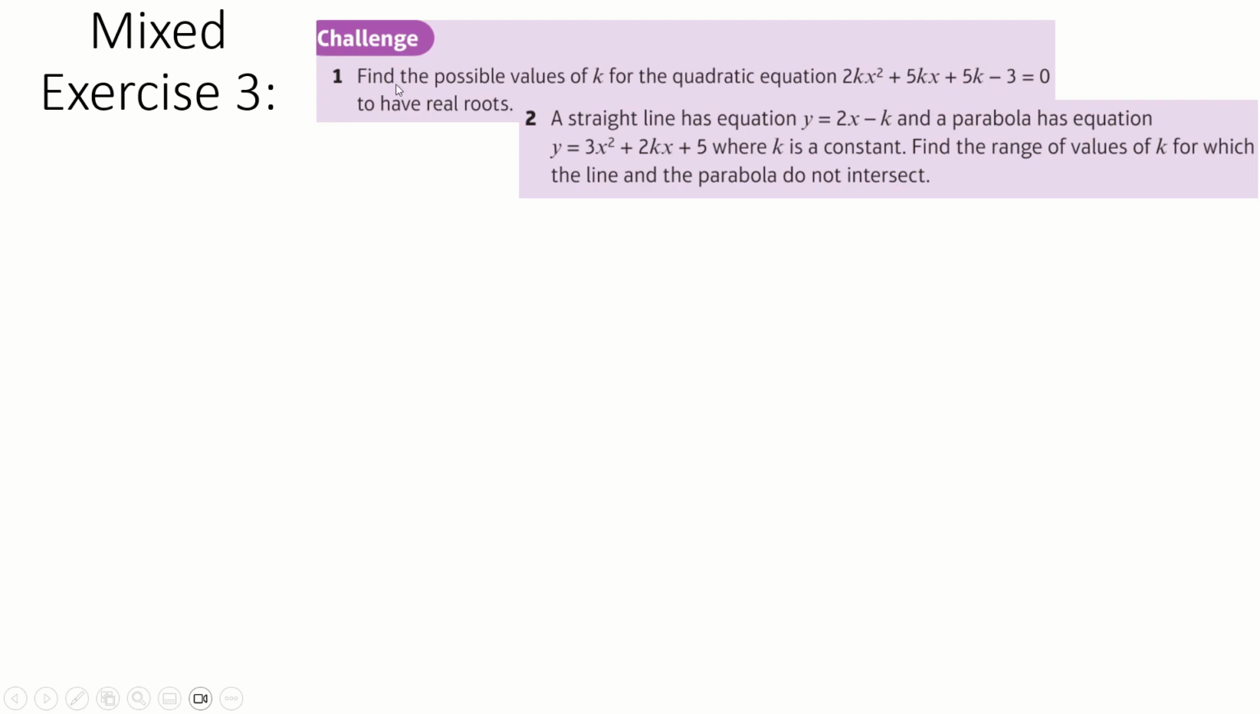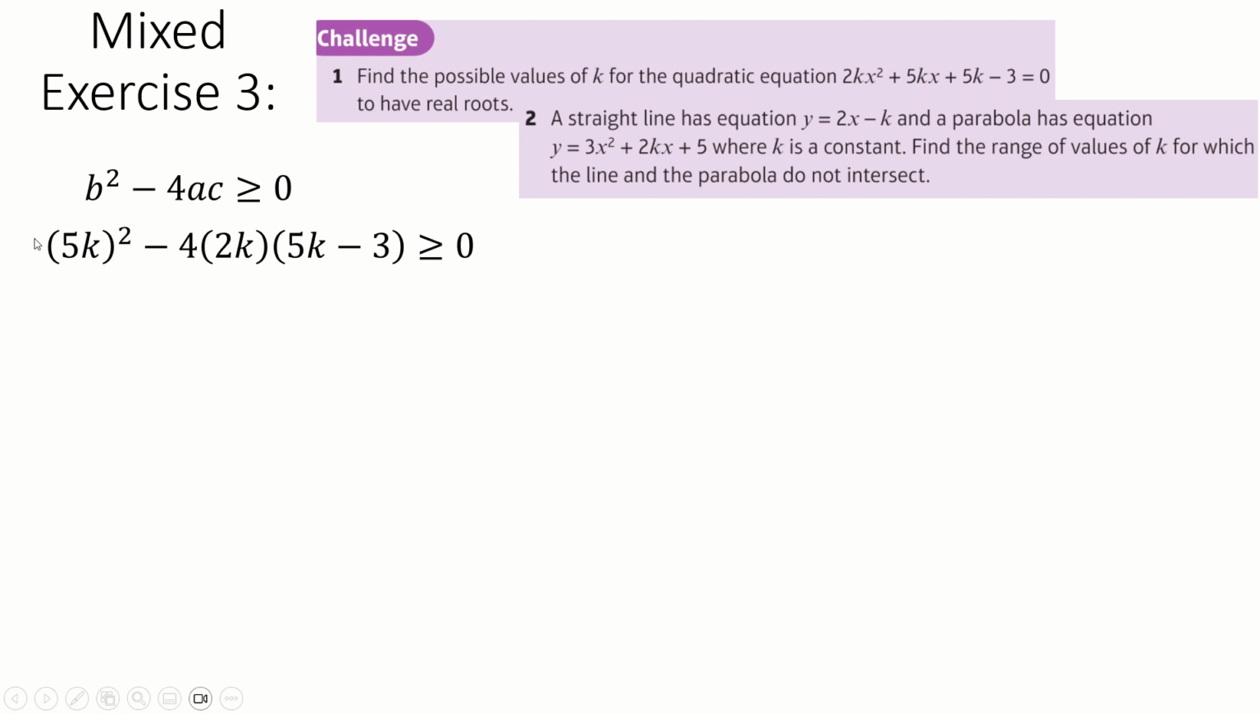Good. So the last bit is from the mixed exercise then. So possible values where this equation has real roots. Real roots is b squared minus 4ac greater than or equal to 0, because, of course, one root would classify as real roots because it would just have one repeated root that's real, I guess. So we can do this. A is 2k, B is 5k, and C is 5k minus 3. So it looks like this.